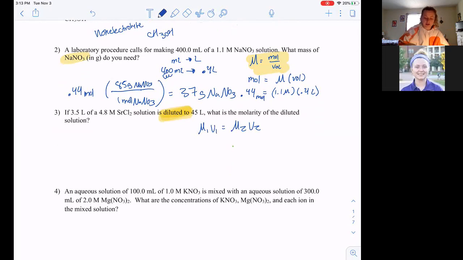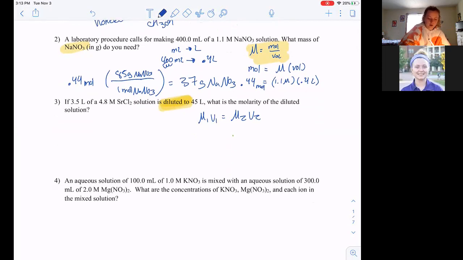So that's what that is. So then we know, what's M1? Molarity 1 is going to be 4.8 molar. V1, your volume 1, is 3.5 liters. I'm getting this from the word problem.